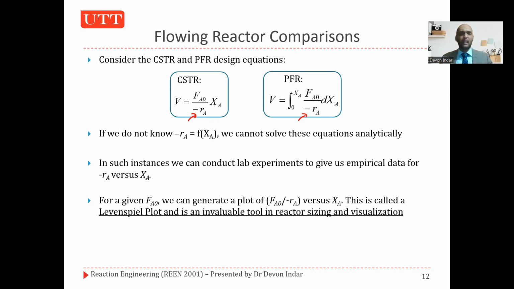But if we didn't have the rate expression explicitly given to us, or if we didn't know it, then you'd actually have to go into the lab and figure out how RA varies as a function of XA. With that data, suppose you knew the flow rate of the component that you were trying to process, you could come up with a plot of FA0 on minus RA versus XA. We call that a Levenspiel plot. These plots are very useful in reactor visualization and sizing, especially when you're just getting started. So we'll analyze Levenspiel plots first and then come back to the analytical solutions after.